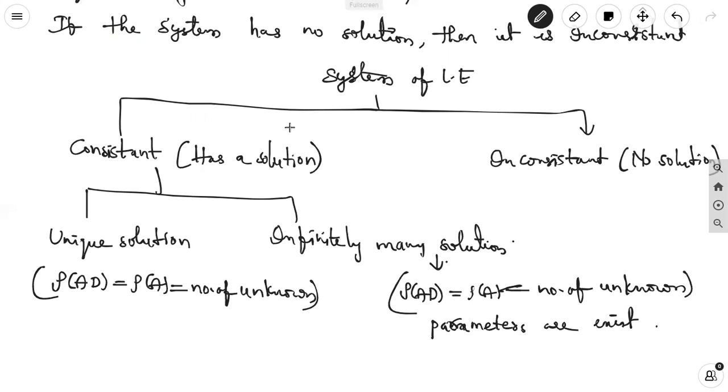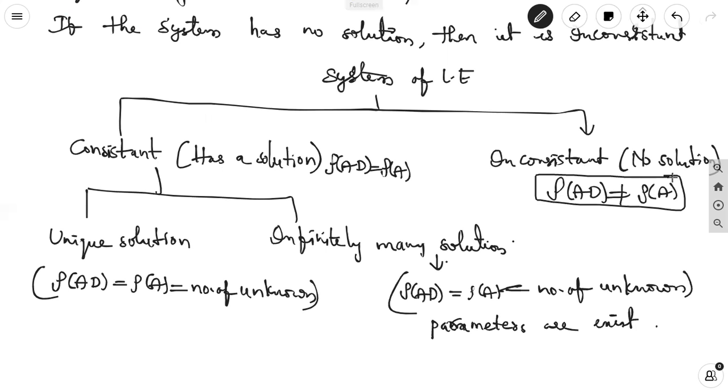The system of linear equations is consistent if the rank of AD is equal to the rank of A; then it has a solution. Inconsistent means the rank of the augmented matrix AD is not equal to the rank of A, so it has no solution. If both ranks are the same, then it has a solution.